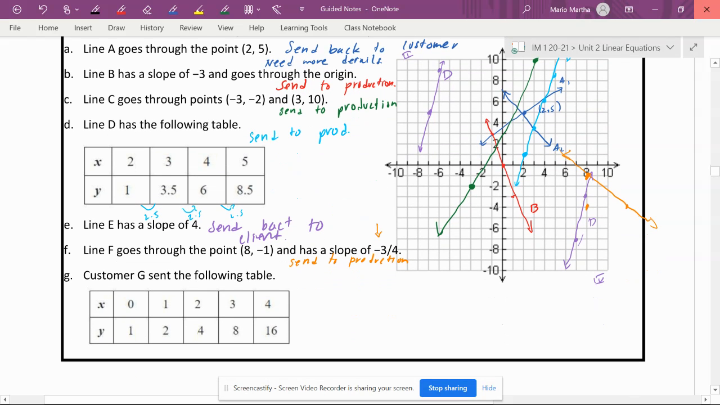And then finally, customer G sent the following table: 0, 1, 1, 2, 2, 4, 3, 8, and then 4, 16. So let's plot those points. Let's go green. 0, 1 is right here. 1, 2 is right there. 2, 4. And then 3, 8 is going to be up here. And then 4, 16 is off the chart. If you notice, this graph starts slow and then starts to grow faster. So in this case, since we are making straight lines, we can't make this line. This is not a straight line.